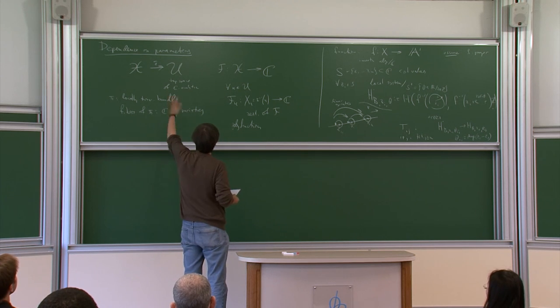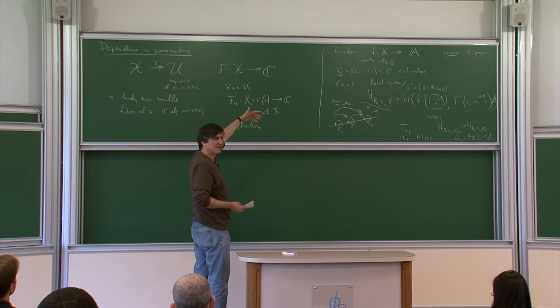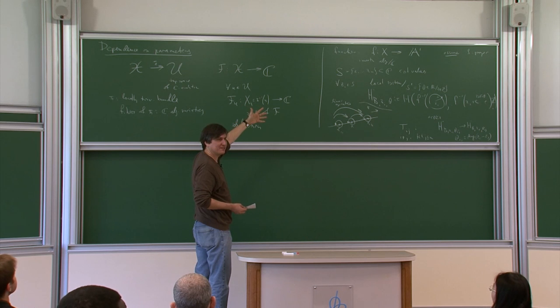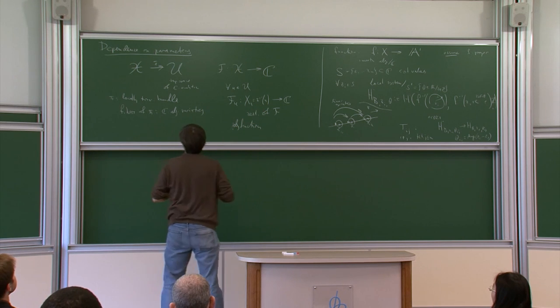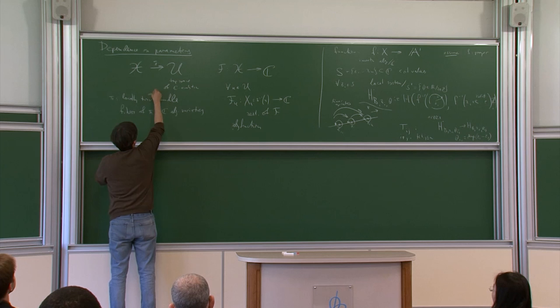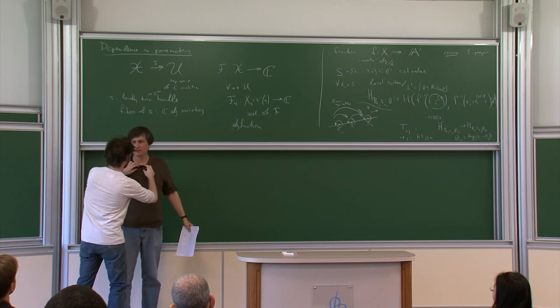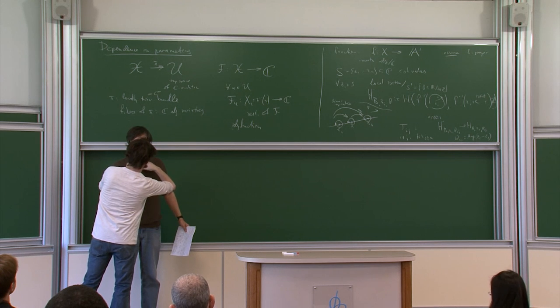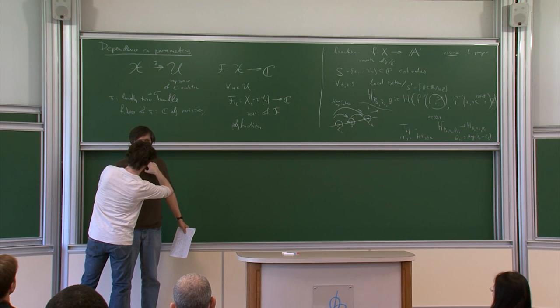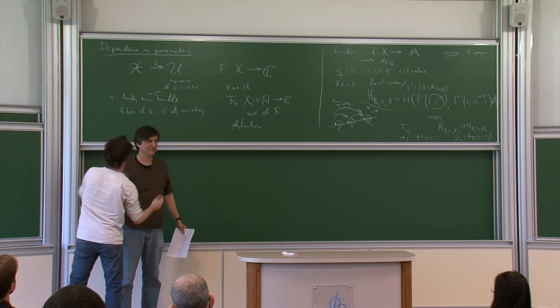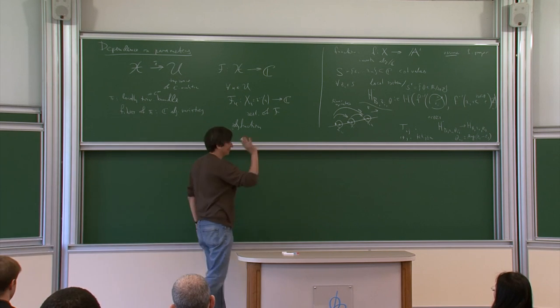No, it's not the same. X could change as a variety. But you said locally trivial. Locally trivial is a topological bundle. Yeah, smooth, yeah, in some sense, yeah.